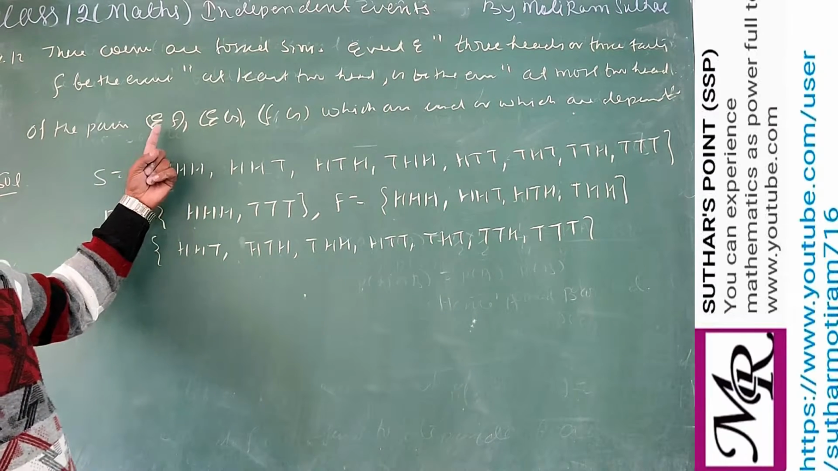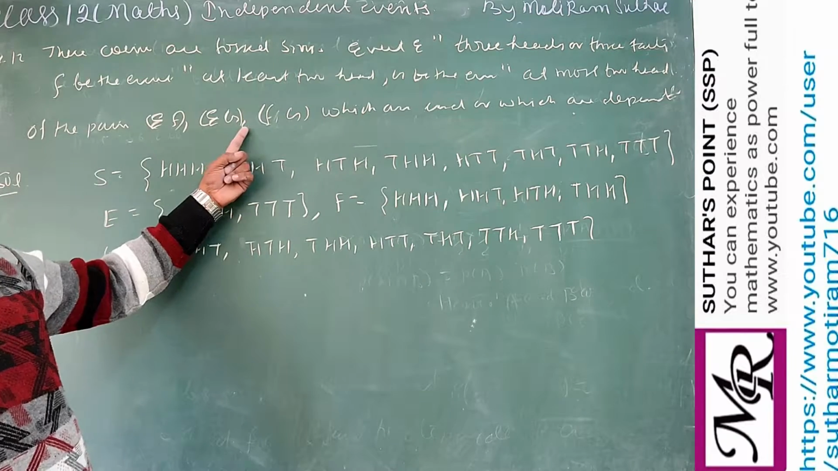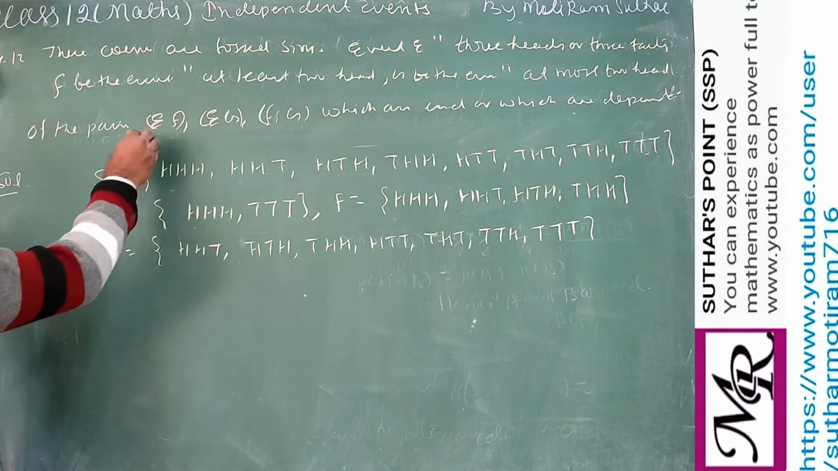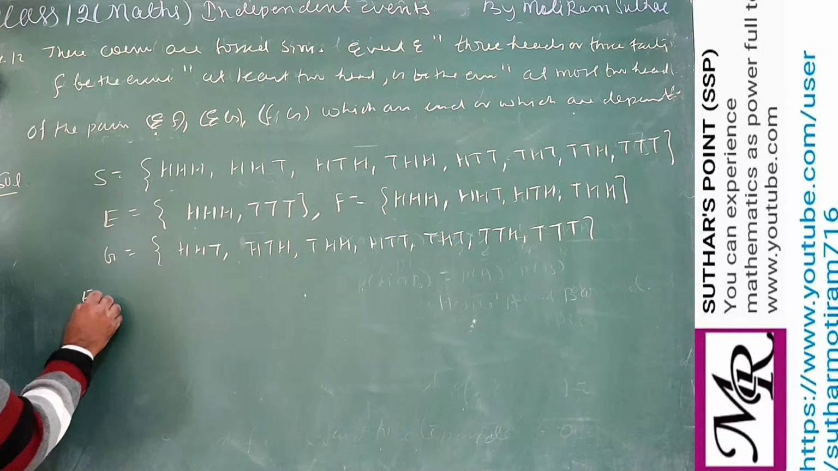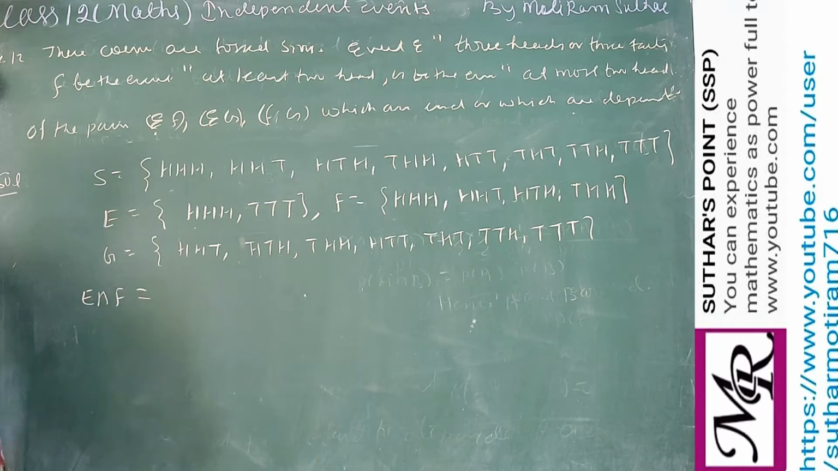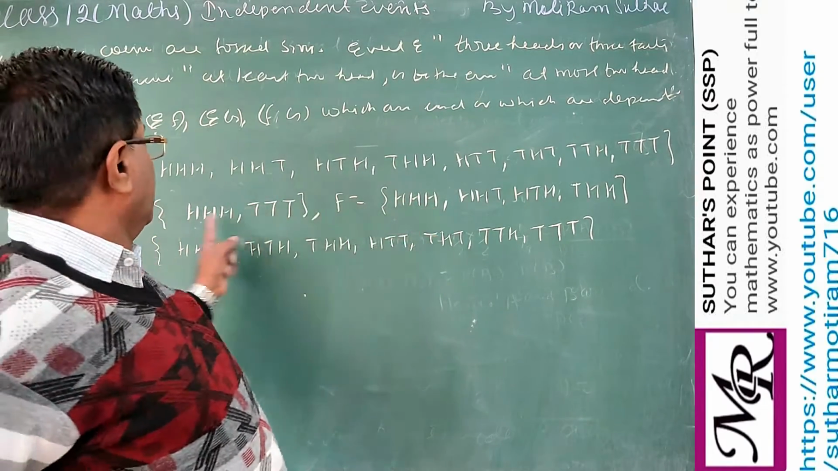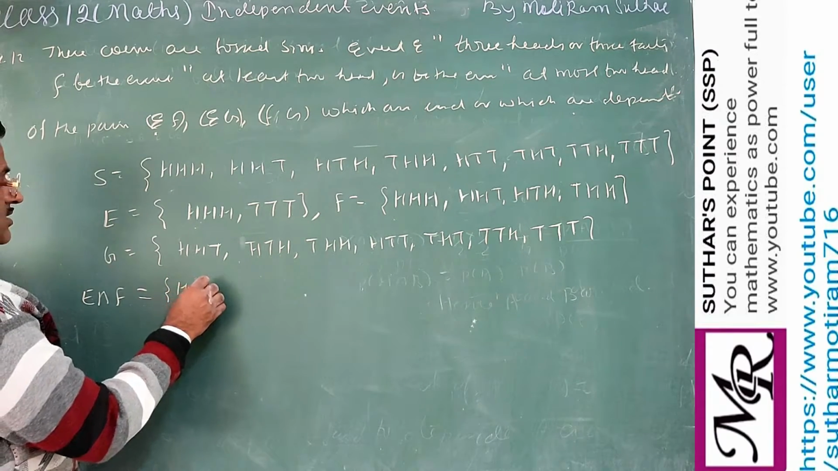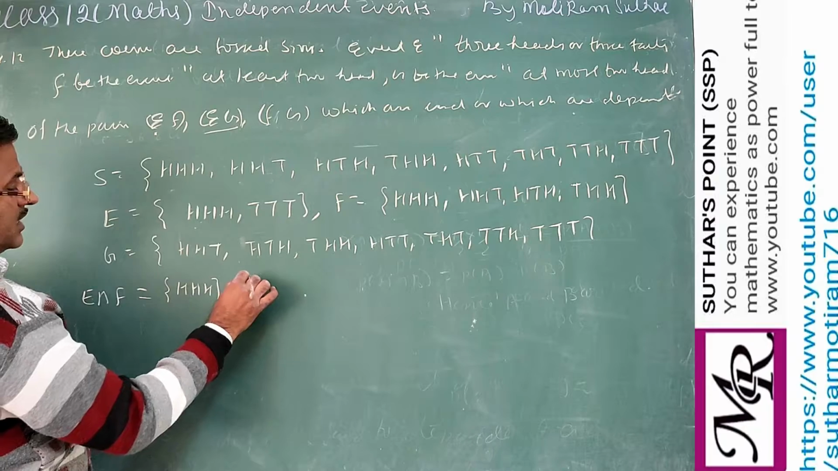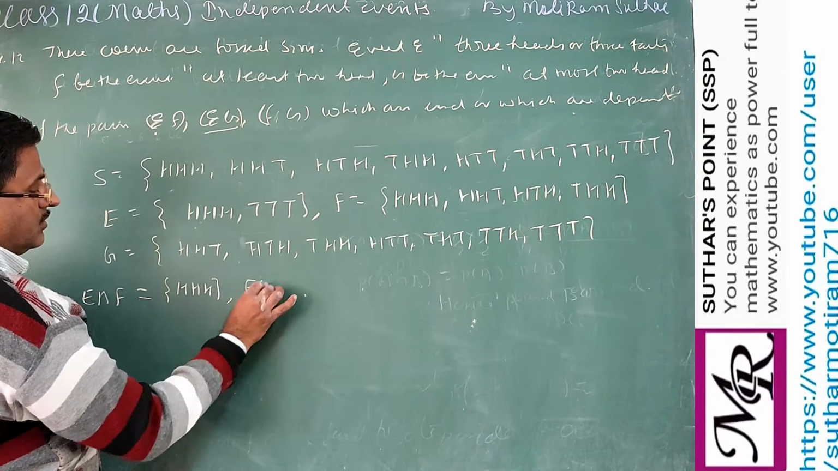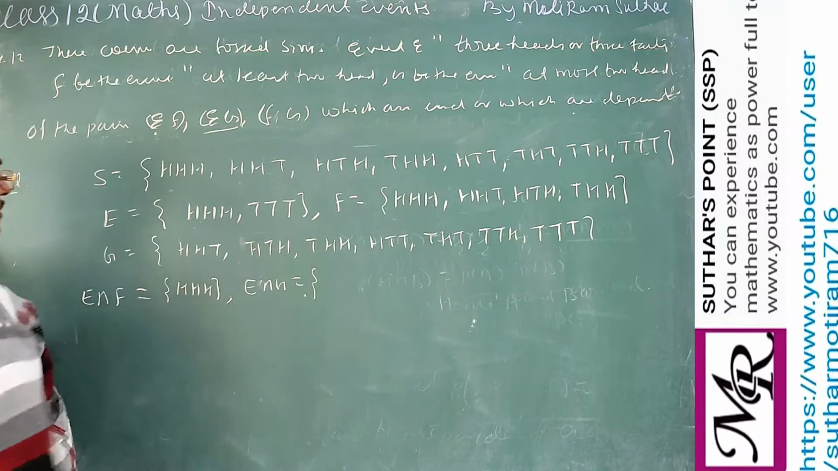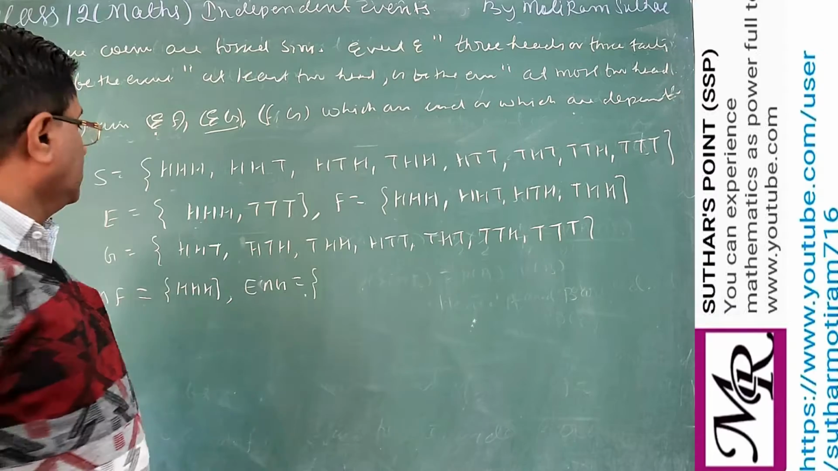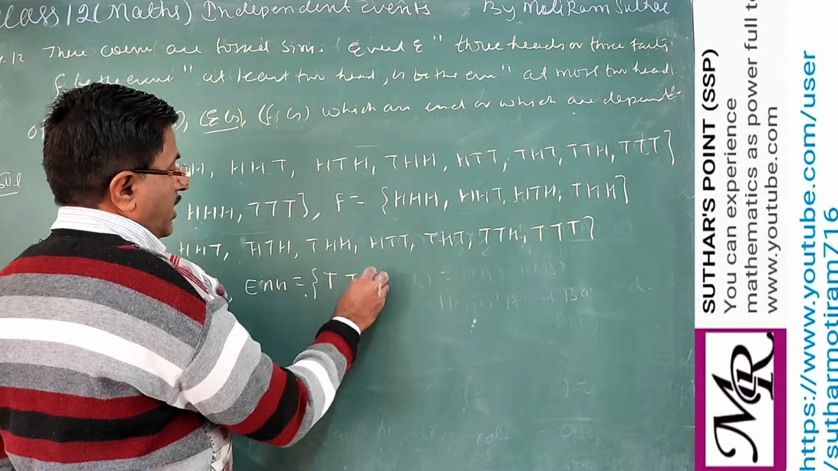Now to check pairwise E, F; E, G; F, G, we have to find their intersections also. So for all, you find the intersection. E intersection F: you see what is common to E and F, only one, that is HHH. Then E intersection G: E and G common is only one, that is TTT.